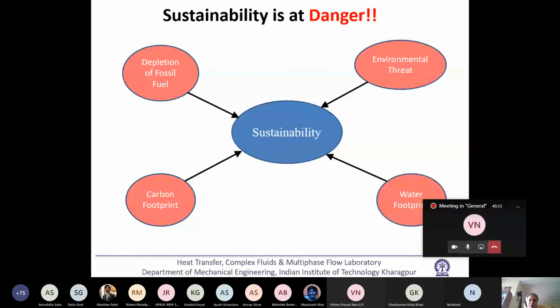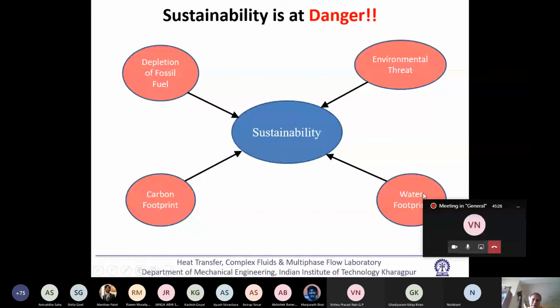And when we are generating power, we are also using water. So that is your water footprint. How can it be that we are generating X amount of power, but using the least amount of water? So these are the concerns for sustainability.